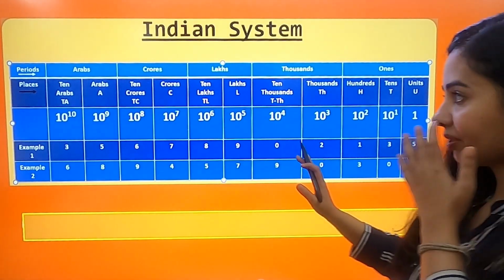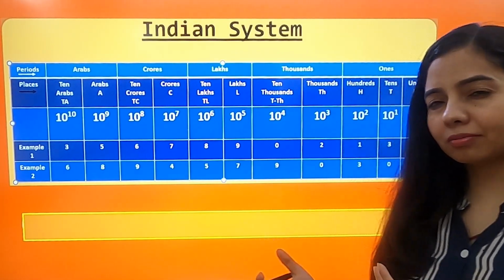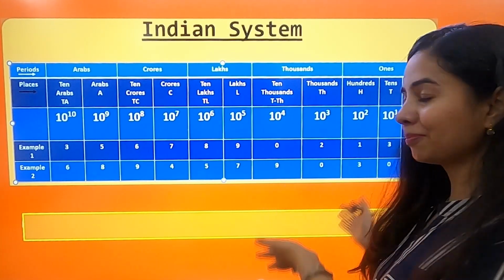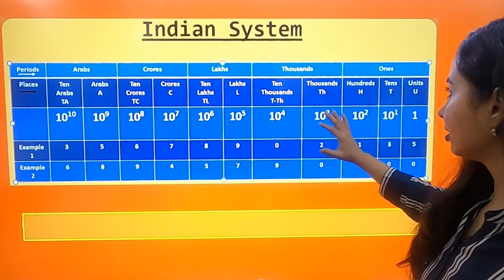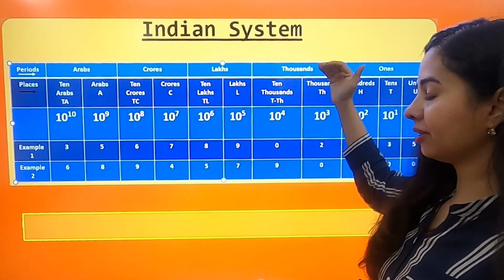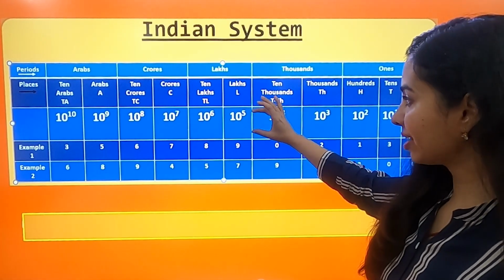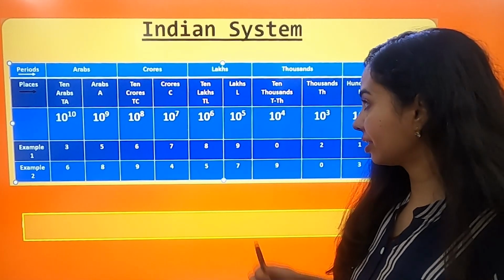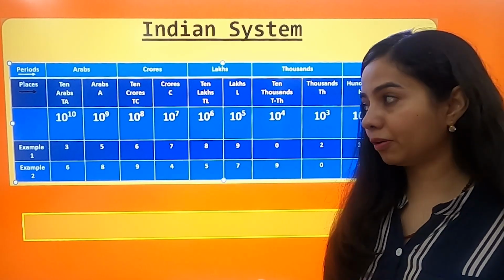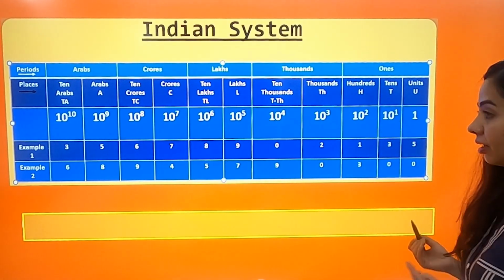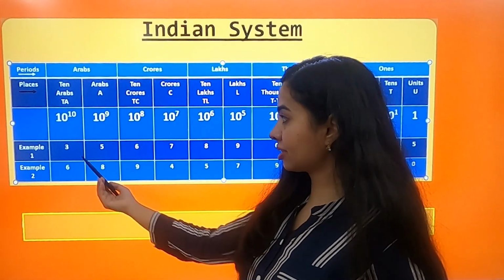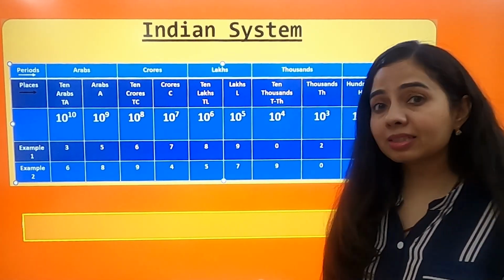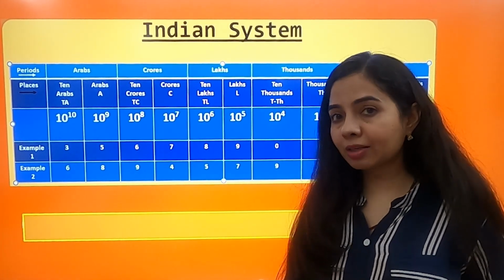That table was not really clean, so I have a neater, cleaner version of it. It's the printed format. We have already learned the places, we have already learned the periods, and this is the number with which the digit will get multiplied when it is at this place, and so on. So now, if I ask you to read this number 35678890213 in the Indian system, what will be the first step you will do?